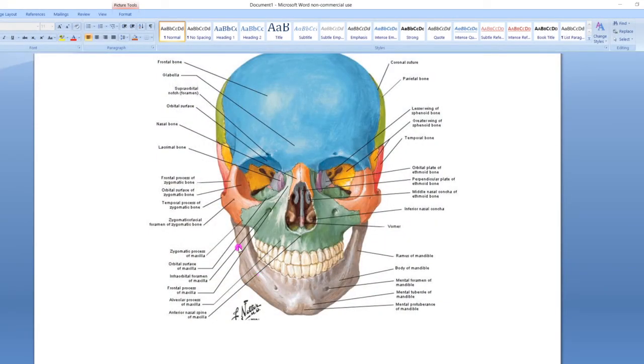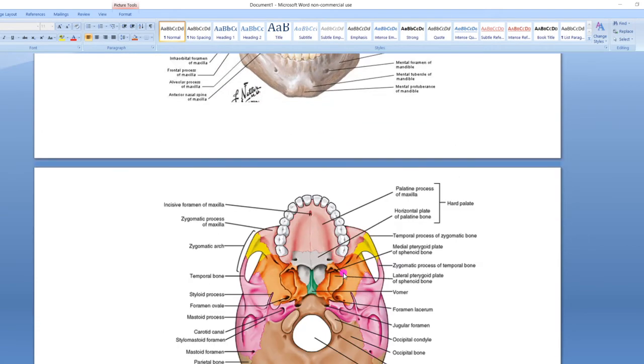Now, the mandible, most people know the mandible. It's your lower jaw. So this right here is your mandible. And there's a couple of structures that you need to know on the mandible. First of all, you have to know the mandibular condyle and then the mental foramen.